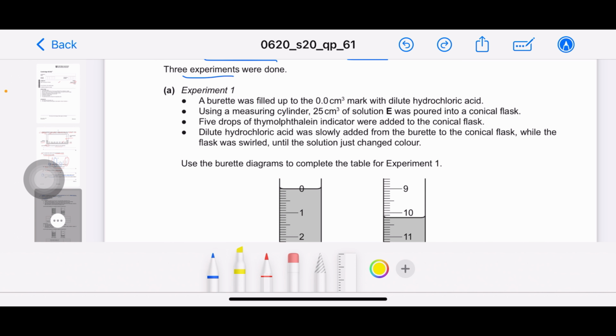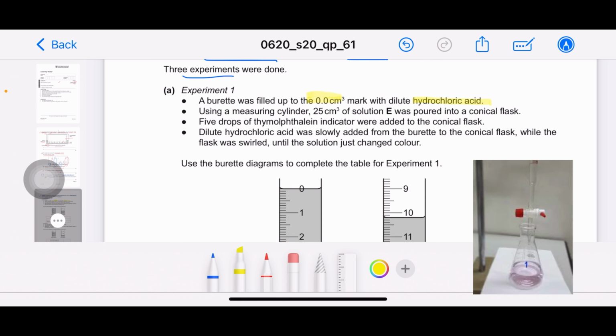A burette was filled to the 0.0 cubic centimeter mark with dilute HCl. Using a measuring cylinder, 25 cubic centimeters of solution E was poured into a conical flask. 5 drops of thymolphthalein indicator were added to the conical flask. Dilute hydrochloric acid was slowly added from the burette to the conical flask while the flask was swirled until the solution just changed color. Use the burette diagrams to complete the table for experiment 1.